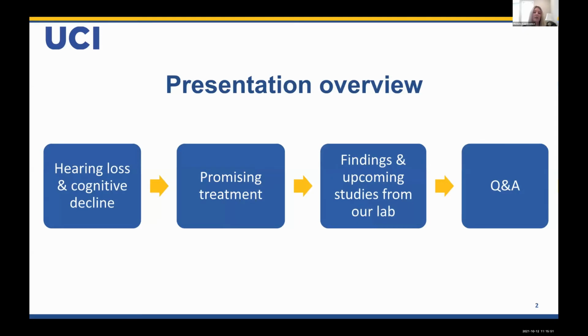Okay, so just to give a little overview of how I'll organize the talk: I'll give you a little background about hearing loss and cognitive decline, the link between those two, and why it's important to consider both of these. And what is this promising treatment and how we came about thinking that it might work. I'll give you some brief findings that we recently published in our lab related to this treatment, as well as what we're planning now with our upcoming clinical trial that we are about to begin. And I think that will leave us with plenty of time for questions and answers.